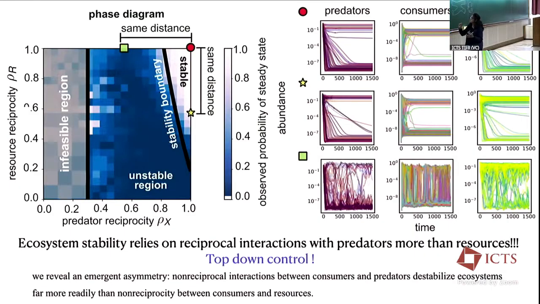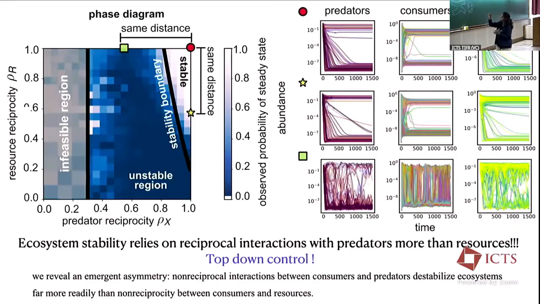To understand this, let's pick 3 points. First, let's look at the red circle, which lies at rho X equal to 1 and rho R equal to 1, which means the system is completely reciprocal. In that case, we expect the system to go to a steady state. The dynamics are shown on the right side.